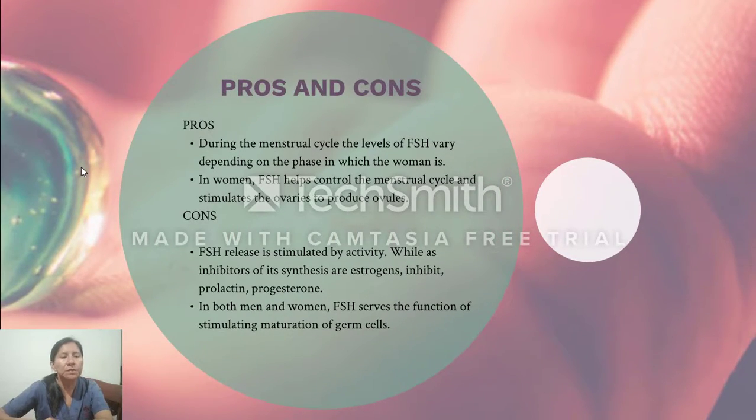Pros and cons. Pros. During the menstrual cycle, the level of FSH varies depending on the phase in which the woman is. In women, FSH helps control the menstrual cycle and stimulates the ovaries to produce ovules. Cons. FSH release is stimulated by activity, while inhibitors of its synthesis are strong, including prolactin and progesterone. In both men and women, FSH serves the function of stimulating maturation of hair cells.